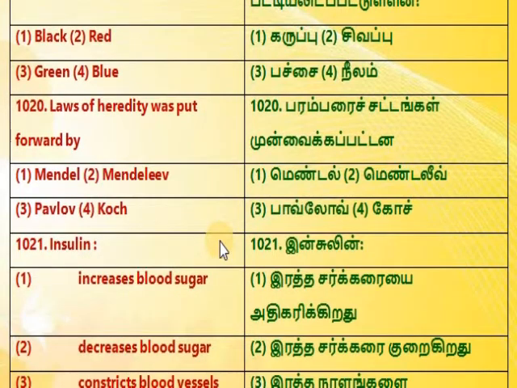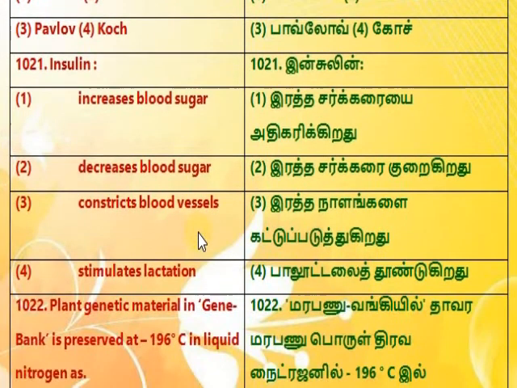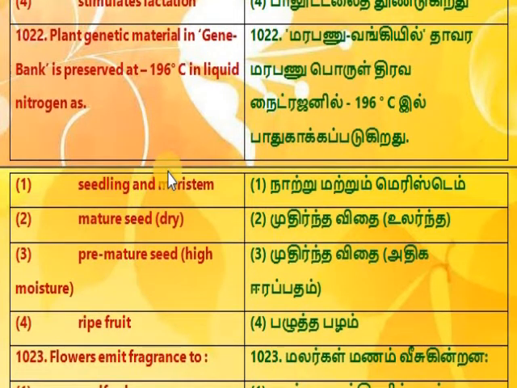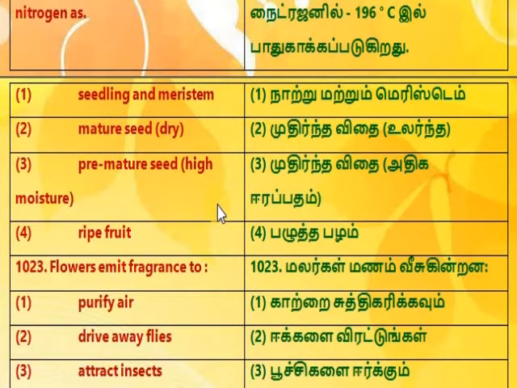1020. Laws of heredity was put forward by 1. Mendel. 2. Mendeleev. 3. Pavlov. 4. Koch. 1021. Insulin 1. Increases blood sugar. 2. Decreases blood sugar. 3. Constricts blood vessels. 4. Stimulates lactation. 1022. Plant genetic material in gene bank is preserved at minus 196 degrees Celsius in liquid nitrogen as 1. Seedling and meristem. 2. Mature seed, dry. 3. Premature seed, high moisture. 4. Ripe fruit.